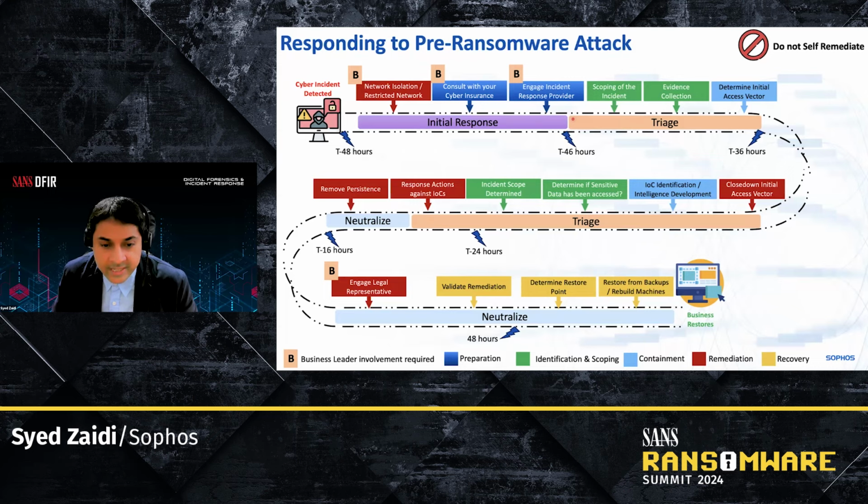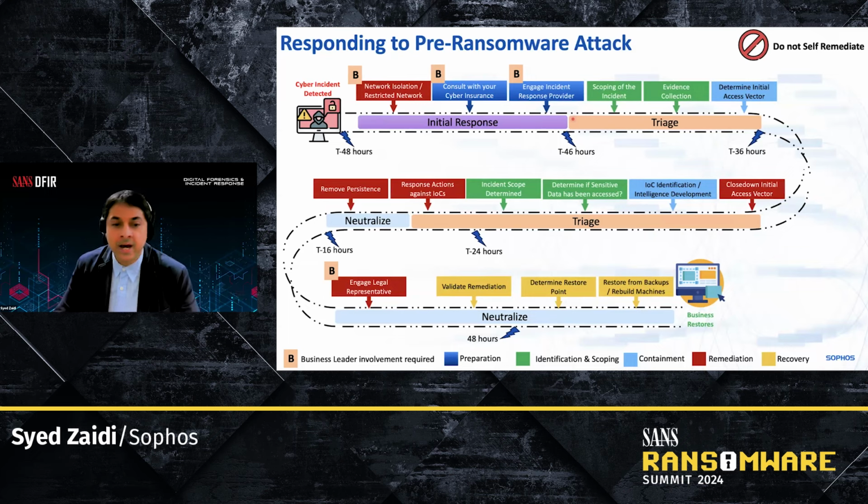Do the scoping of the incident with the help of the incident response provider. Then, once you start the scoping, you will have to do the evidence collection from the different hosts which are compromised, your firewall, and your other key servers.